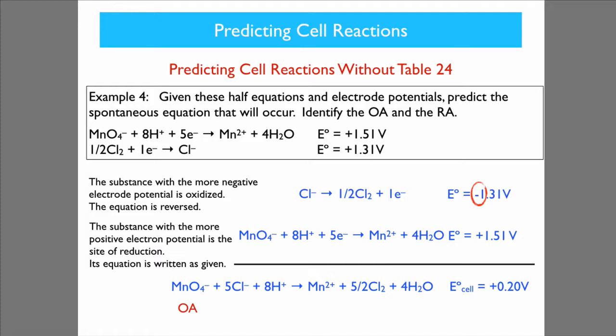The MnO4 minus is the oxidizing agent, and chlorine is the reducing agent. And you can see that straight away. A simple way to do it, of course, is you can see this is being oxidized, and if it's being oxidized, it must be the reducing agent.